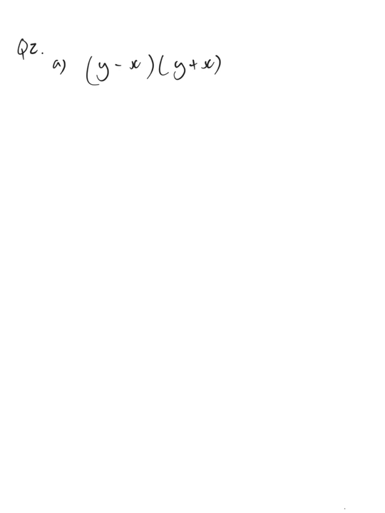Okay, the first few parts of this are jolly easy, and you shouldn't really have struggled with this. So we're asked to expand the brackets and simplify. So what do we get? y times y, giving us y squared, y times positive x, giving us plus xy, minus x times y, giving us minus xy, and minus x times positive x, giving us minus x squared. So obviously the xy's cancel each other out, so we get y squared minus x squared. Okay, and then part B.